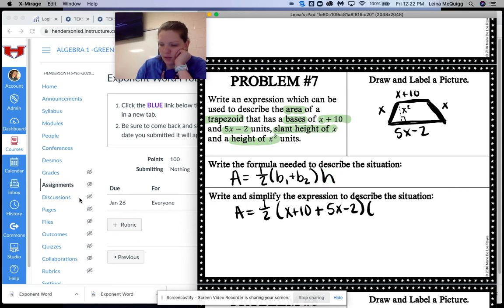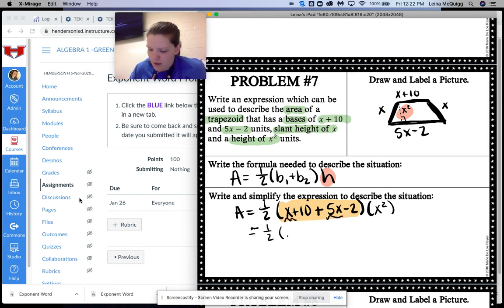The height, hold on, let me use a different color here so we can connect these. The height is right here, so the height is x squared. Let's take it one step at a time. We need to deal with the things inside the parentheses. In this set of parentheses, I have some things I can combine. So I have area equals 1/2, and I put my like terms together. x plus 5x is 6x, 10 minus 2 is 8, and then we're multiplying that by x squared.